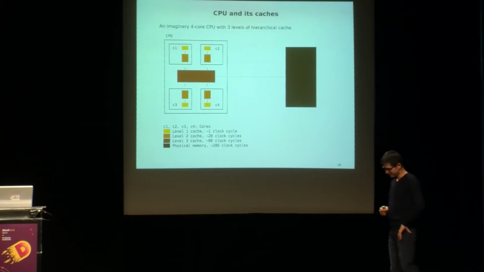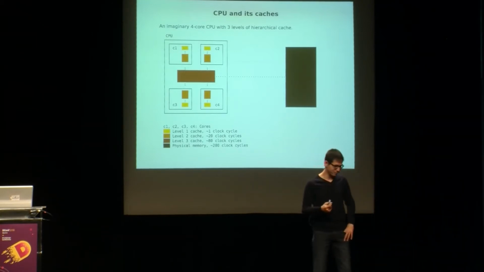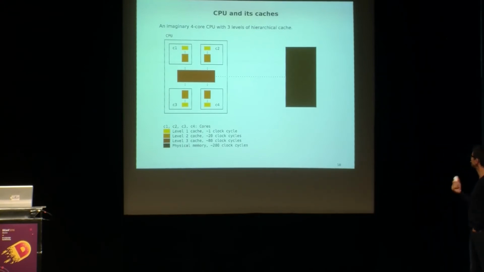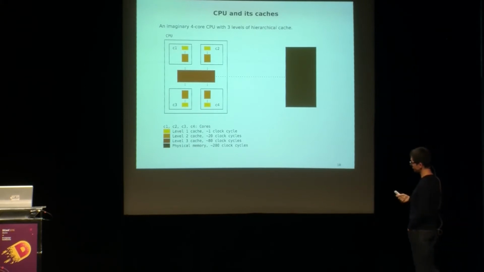Okay, so any talk that involves the CPU has a picture similar to this one. This is what I've drawn myself. So here's an imaginary 4-core CPU with 3 levels of hierarchical cache.